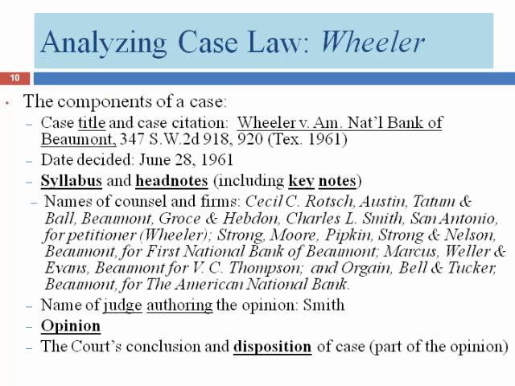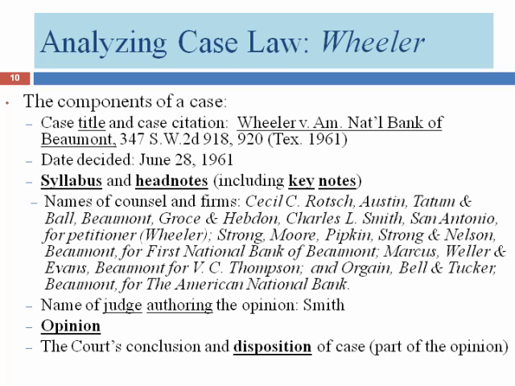Let's look at the second case that we were just talking about, Wheeler versus American National Bank of Beaumont. This is the case title. It typically will be one entity versus another entity. It might be that Wheeler and 50 other people were suing the American National Bank of Beaumont, but usually only the first name on the list is going to be listed on each side of the v.